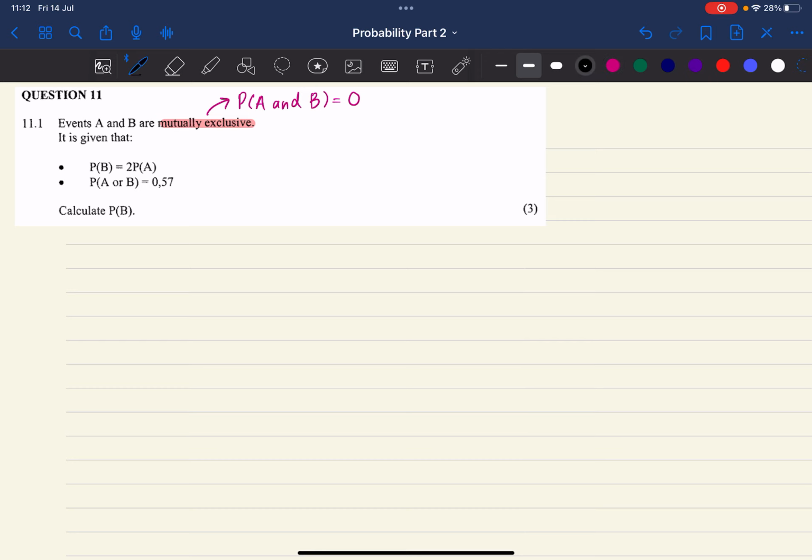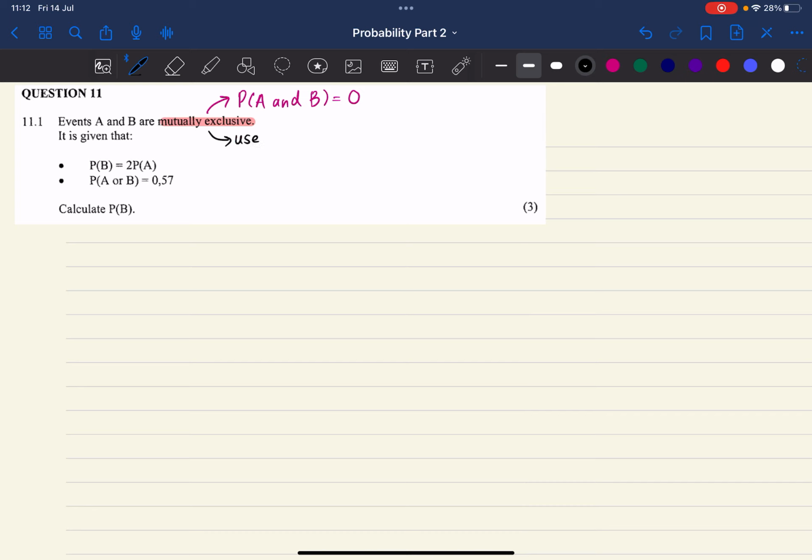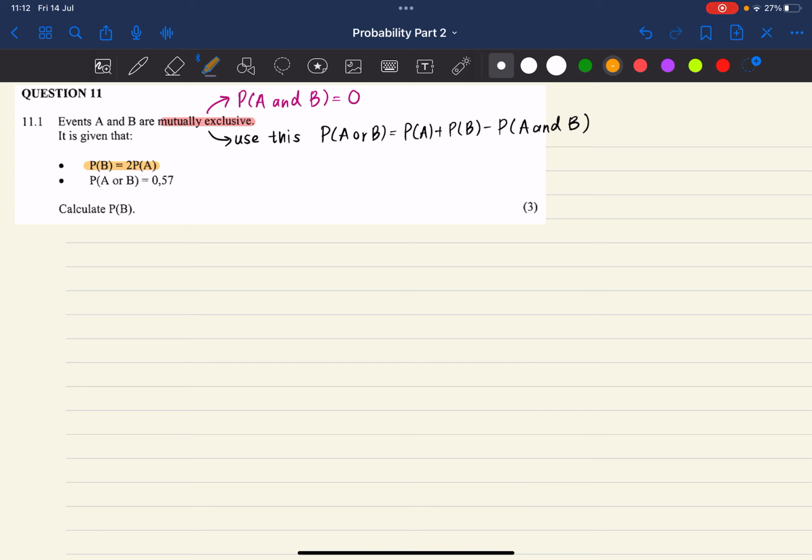And by default, we're always going to use this formula: P(A or B) is equal to P(A) plus P(B) minus P(A and B). But we know that this is already 0. So before we've started the question, just this phrase, mutually exclusive, already gives us a lot of information. We know we are going to use this formula, and we know that something in the formula is going to be equal to 0, just from those two words. The next piece of information given to us says that P(B) is equal to 2 times P(A).